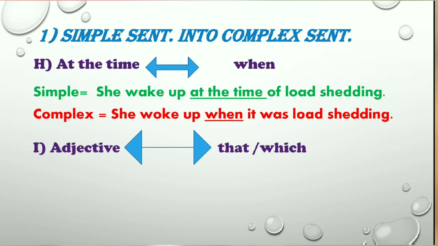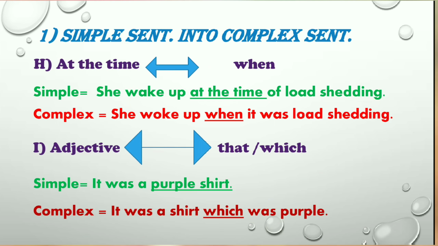Okay, now the next way. If an adjective is used in a simple sentence, you can use that or which to make a complex sentence. Now in the simple sentence, it was a purple shirt. Purple shirt: this is adjective and noun. Now let's see the complex sentence. It was a shirt which was purple. So which is used. In this way we can transform a simple sentence into a complex sentence and again a complex sentence to a simple sentence.